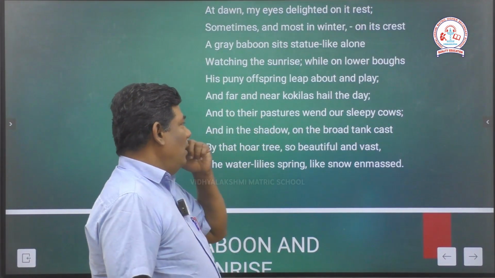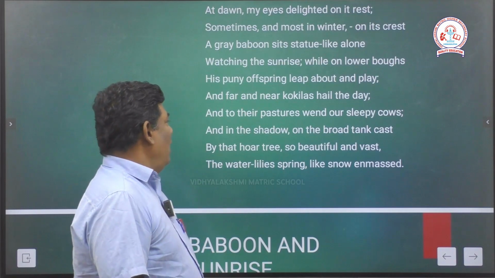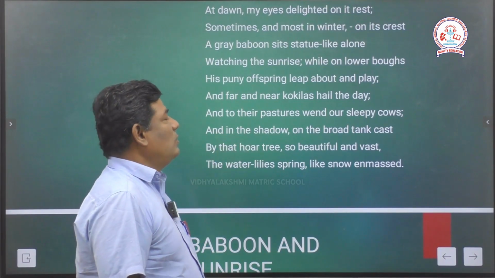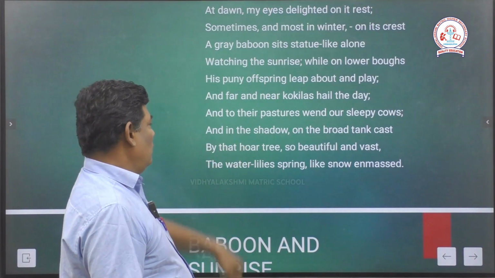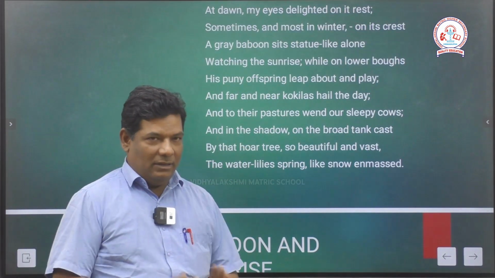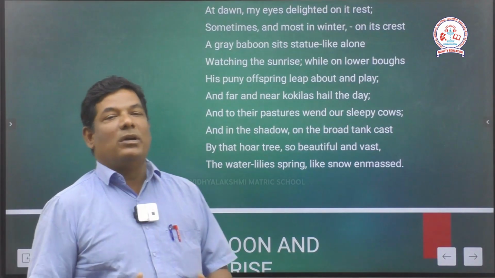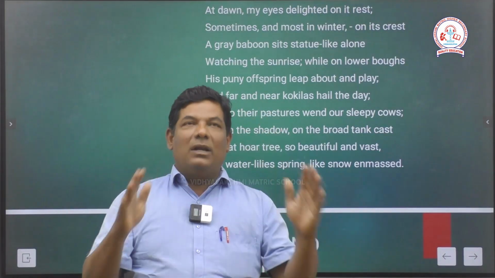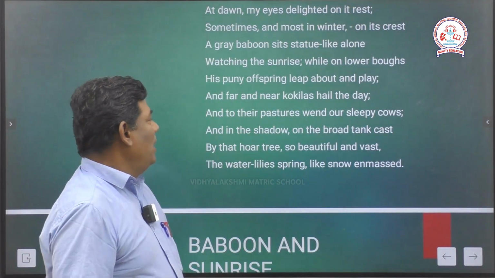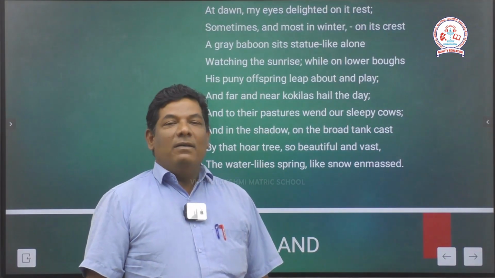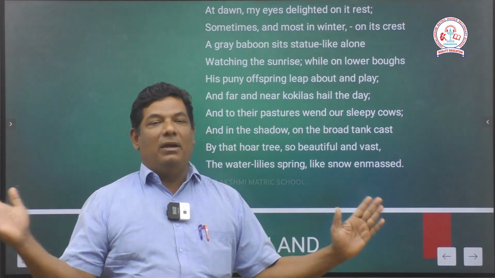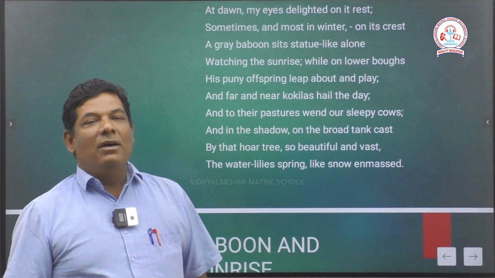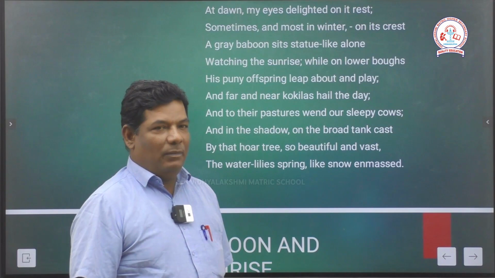So it's a lawn, and in the shadow, which broad tank, there is a tank caused by it casting a shadow by the toad tree, and the poet calls this casuarina tree toad tree because it is completely white, covered with snow. So beautiful and vast. For look, she is calling it so beautiful and vast, means very big. The casuarina tree is so vast, very big and beautiful.